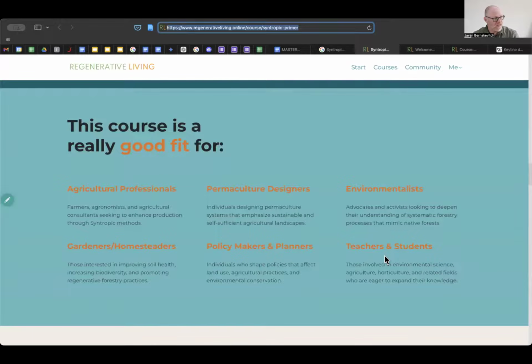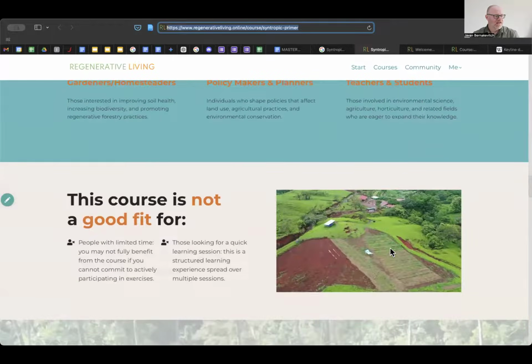It's a good class for agricultural professionals, permaculture designers, environmentalists, gardeners and homesteaders, policymakers, teachers and students, or wannabes. If you're in that place where this is just what you're interested in doing, and this is what you want to be doing, and this is background research and education, it's a great course for that as well.